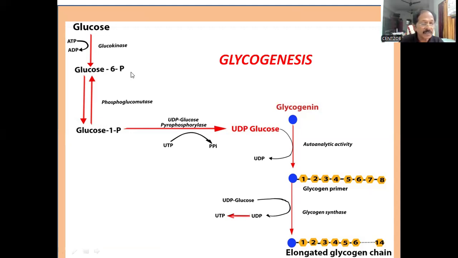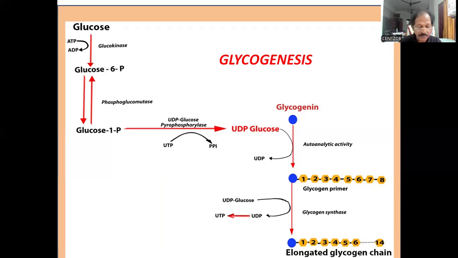Glucose 6-phosphate is converted to glucose 1-phosphate, catalyzed by the enzyme phosphoglucomutase. Then glucose 1-phosphate is converted to UDP glucose, which is catalyzed by UDP glucose pyrophosphorylase. It requires UTP. Remember, UDP glucose is the activated glucose donor in the process of glycogenesis.